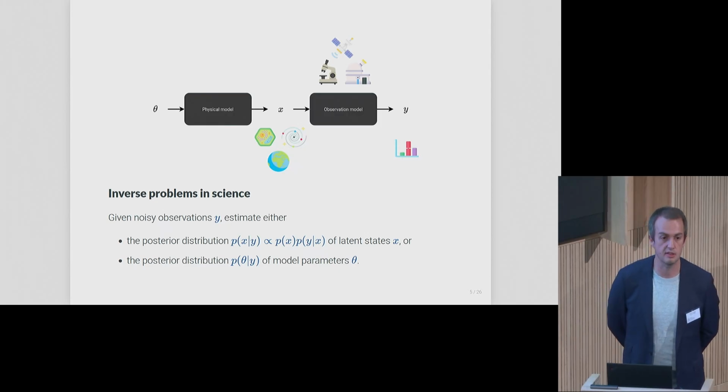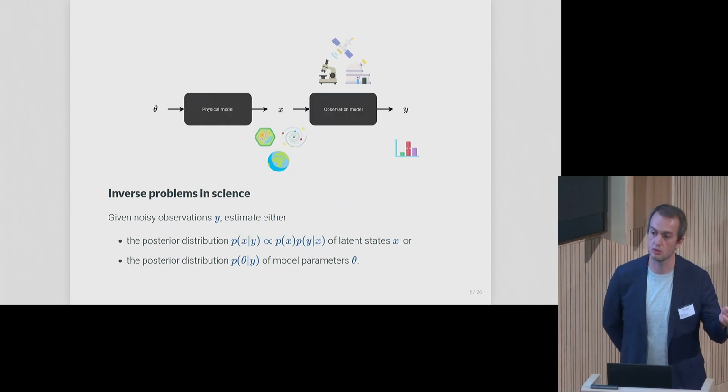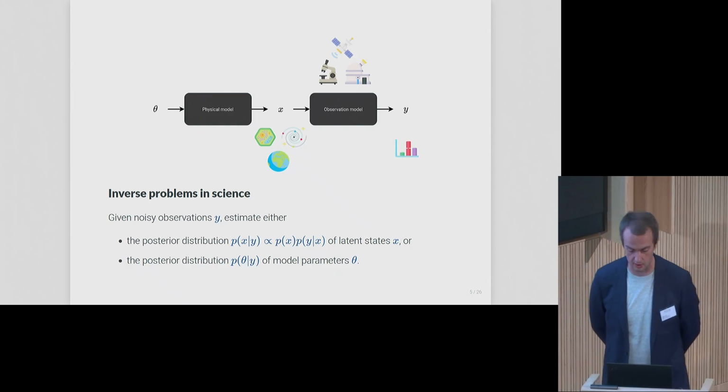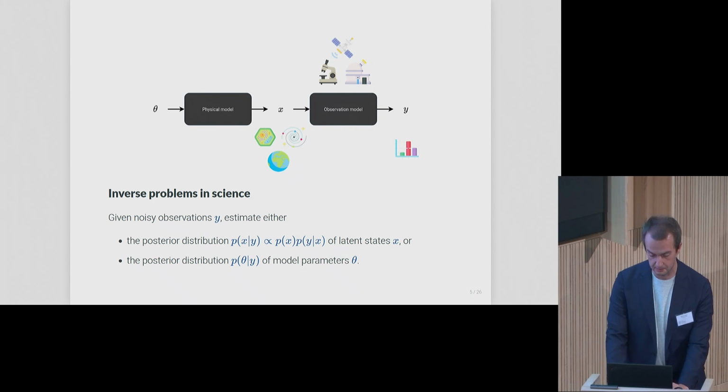The second reason is that this problem is ill-posed. There is very often not just one solution, one latent state X or one parameter value which is compatible with the data. There is usually a whole set of states or model parameters, and we want to infer all of them and quantify the uncertainty that we have about them.